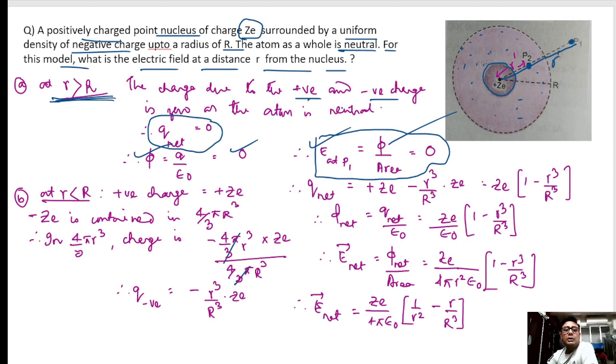Next, I want to find out what is the electric field at a distance of R here. You can see here the full positive charge is taking place, so plus Ze. Now minus Ze is contained in the remaining volume, 4 by 3 pi R cube.